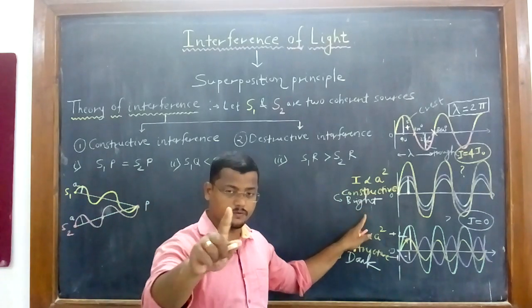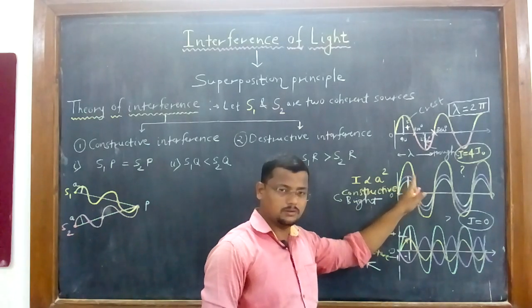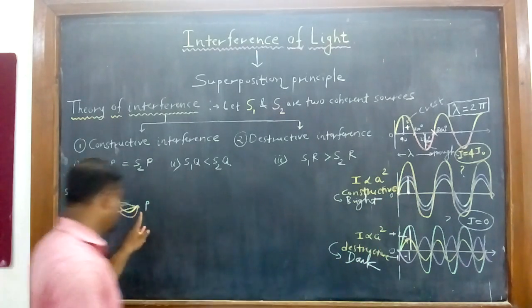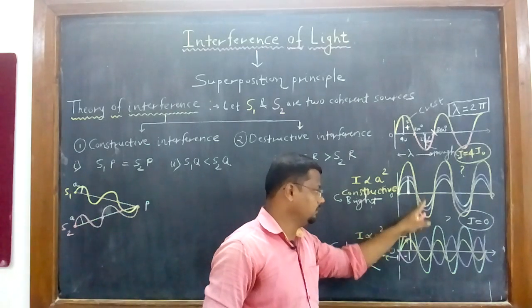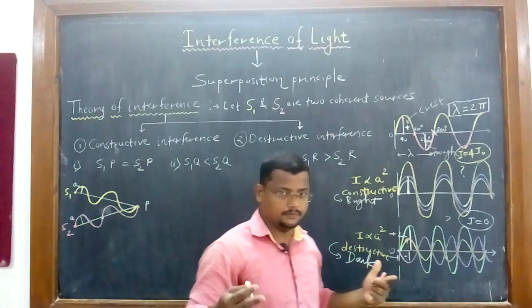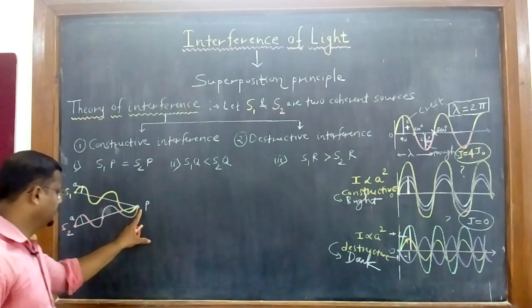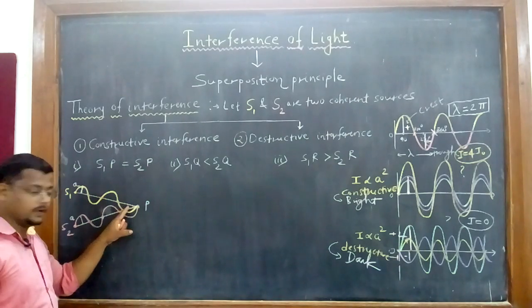For constructive interference, what is the condition I told you? The crest of one wave must fall on the crest of the other wave. The next condition is that the trough of one wave falls on the trough of the other. Crest or trough, you will have constructive interference. So at point P, are trough and trough falling on each other? So this is the constructive interference.